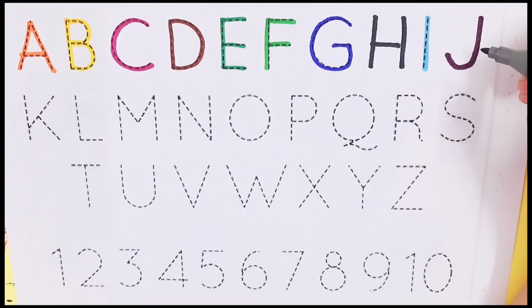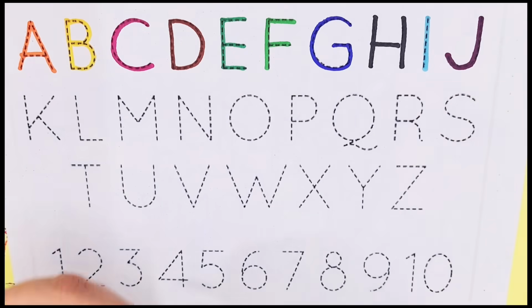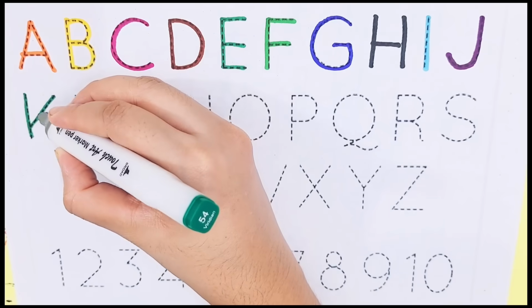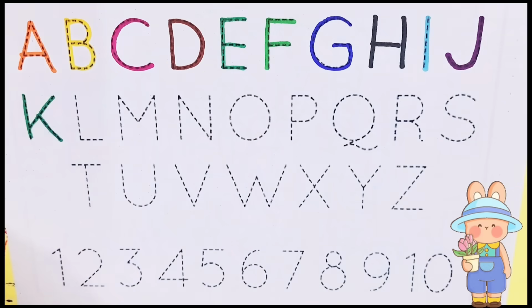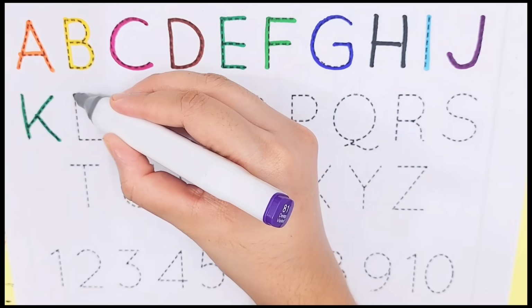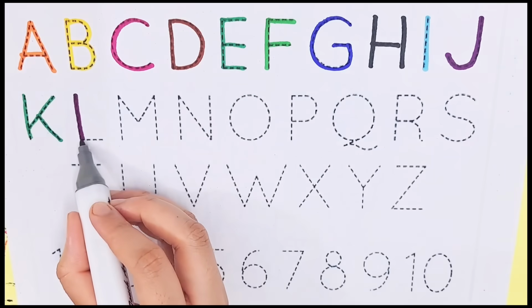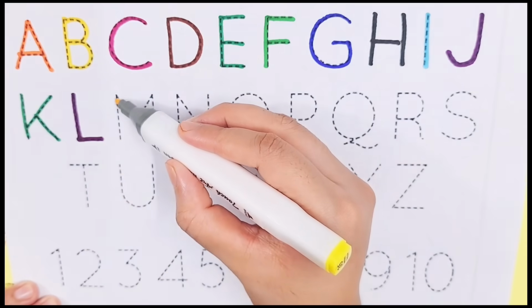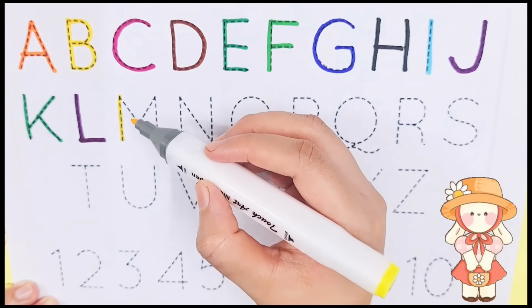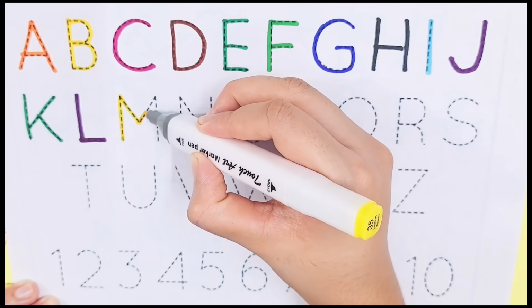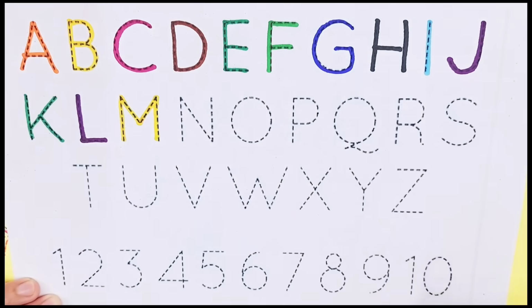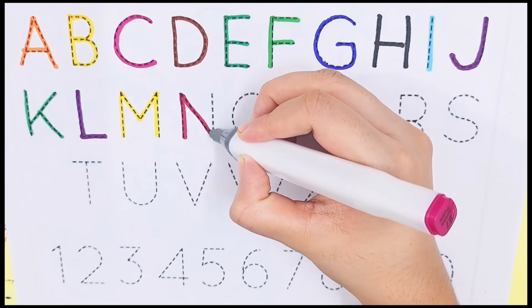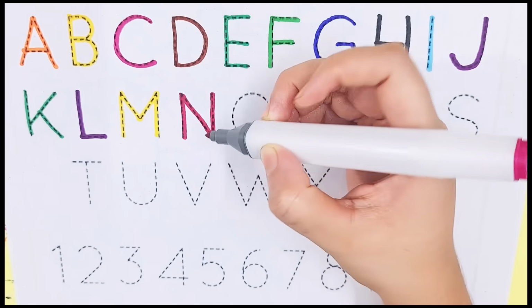J for jellyfish. K for kiwi. L for lollipop. M for mango. N for nuts.